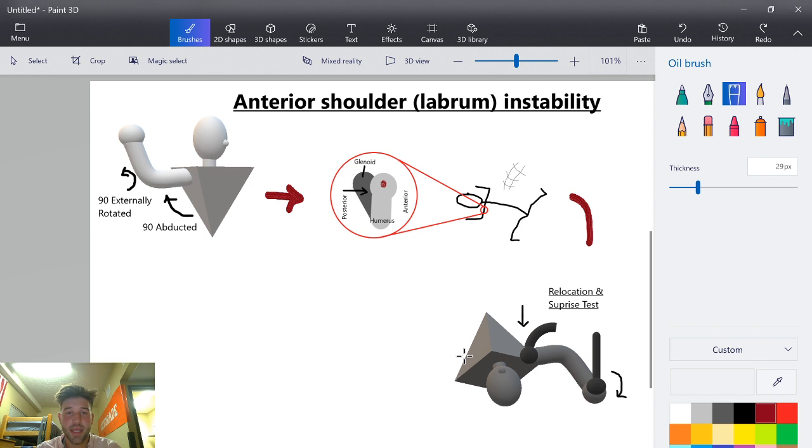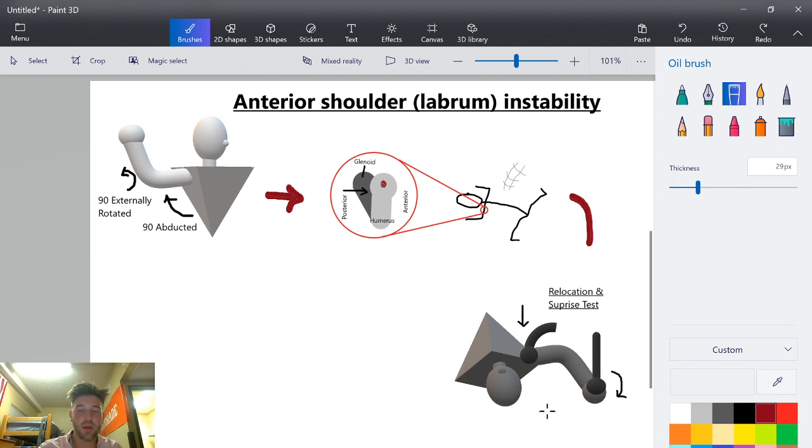Then you can go on to tests like the apprehension test. For the apprehension test, the clinician or physician is going to take the patient and support their wrist and their elbow, and they're going to externally rotate that patient's arm until maybe pain is perceived from the patient. So that could be a positive test, or the relocation and surprise test as shown in this diagram over here.